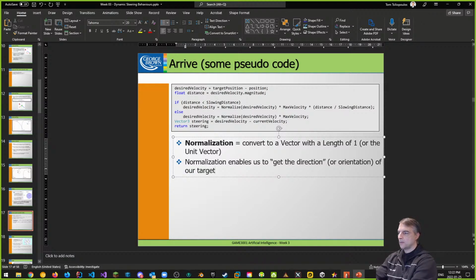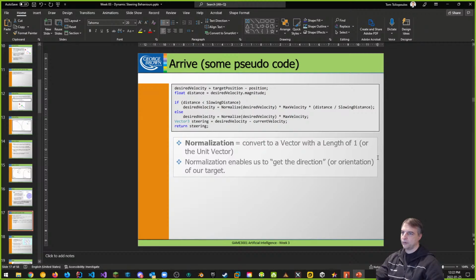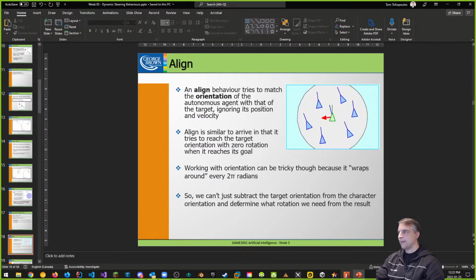Okay, so in other words, where do I need to look? That's what normalization enables us to do without having the entire length calculated in the vector. And that's really an important distinction between the normal way of doing things. Okay, so that's one way of thinking about it.